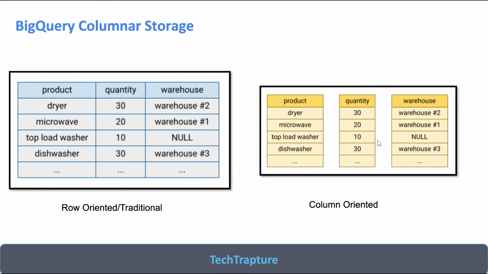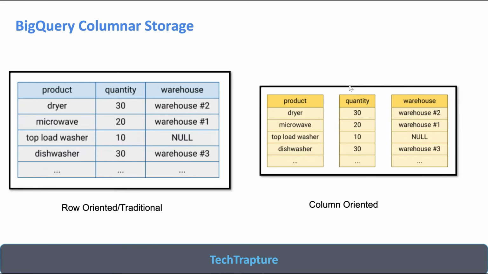But in column-oriented storage, the data is stored column by column. So let's say the first record, the dryer value will be stored in the product column. So this complete column is stored separately, another column is stored separately, and the warehouse, which is the third column, is stored separately. So data is stored column by column in BigQuery. So whenever we want to query the data, it will go and scan column by column.